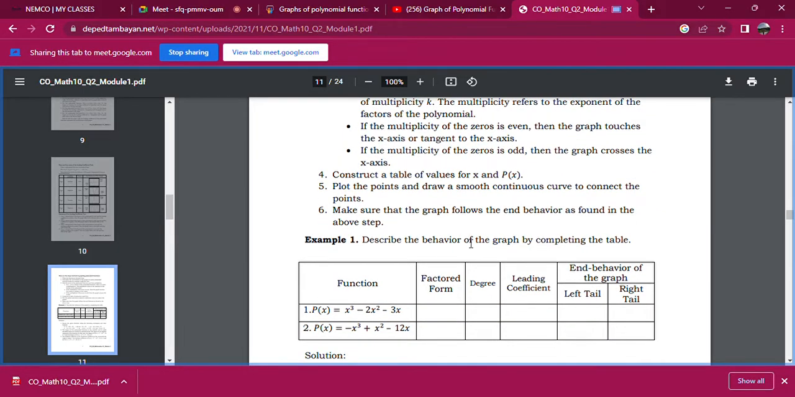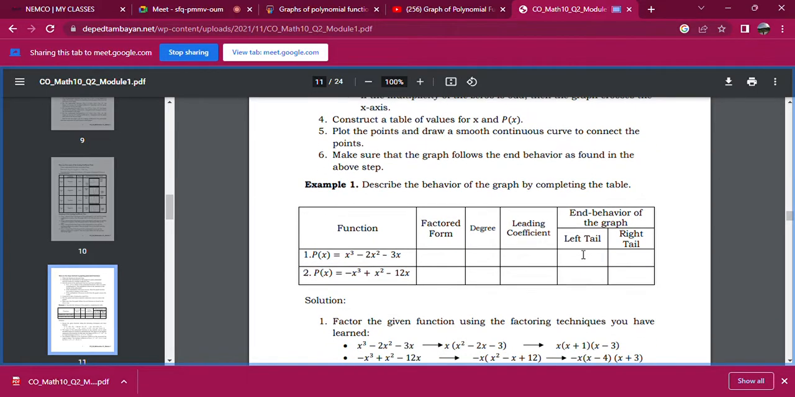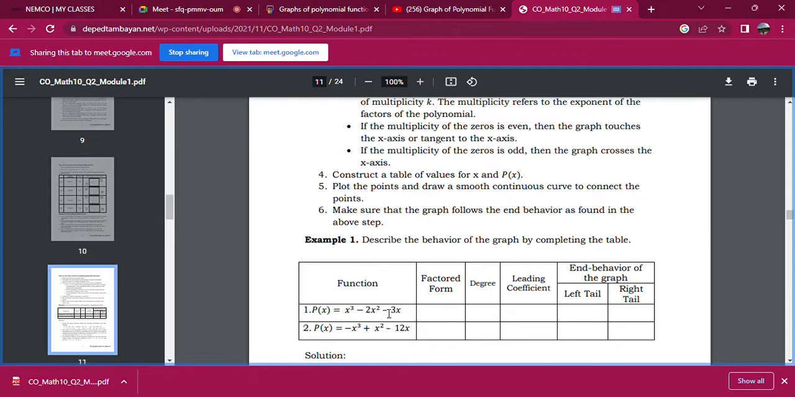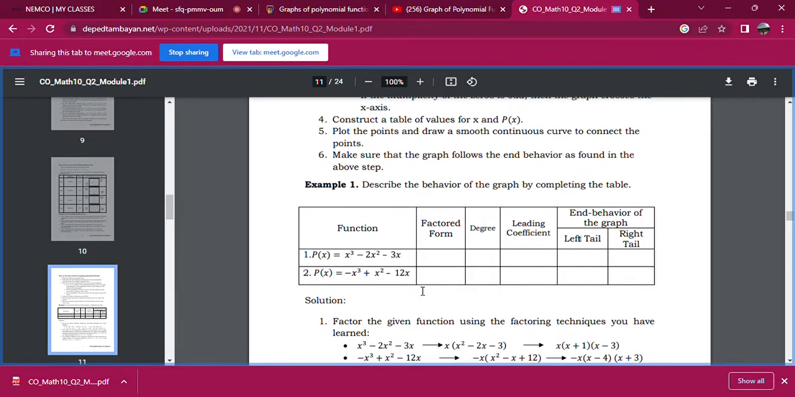Okay, let's have an example number 1. You will have to describe the behavior of the graph by completing the table. So you have there function number 1 and function number 2. For function number 1, we have p of x is equal to x cubed minus 2x squared minus 3x. So you identify, you turn it into factored form. Second is the degree, then find the leading coefficient and the end behavior of the graph, on the left tail or the right tail. So how do we factor this?